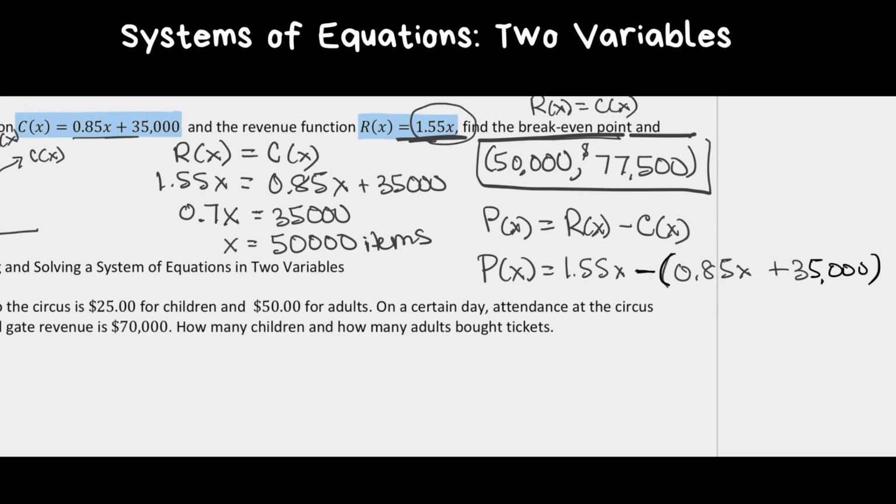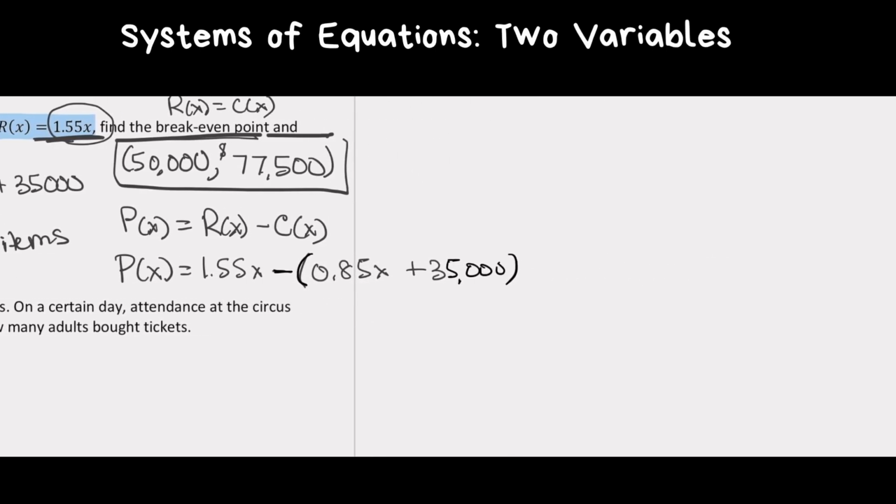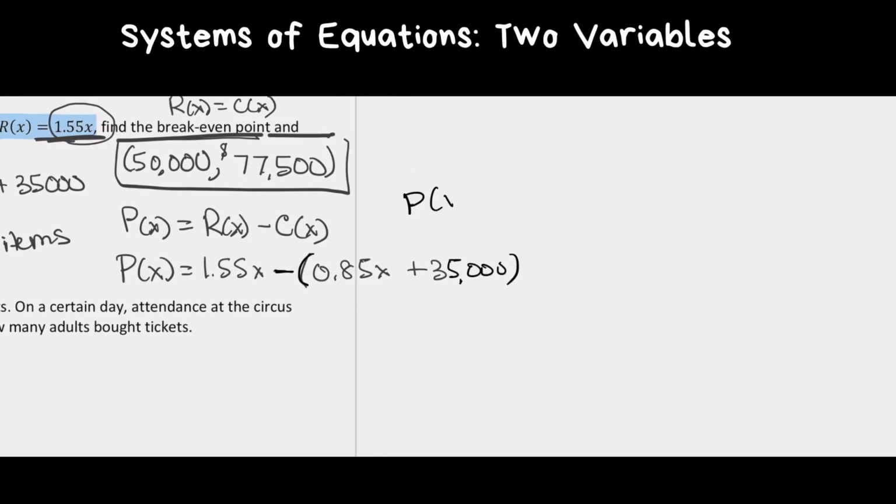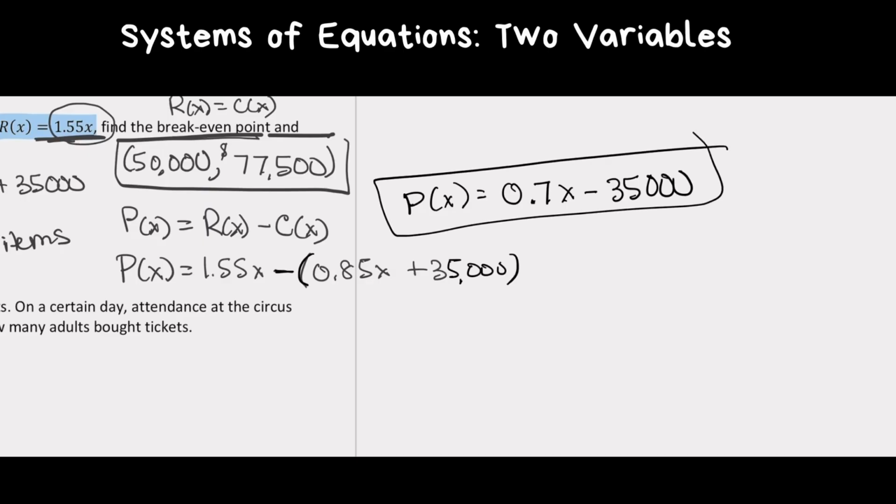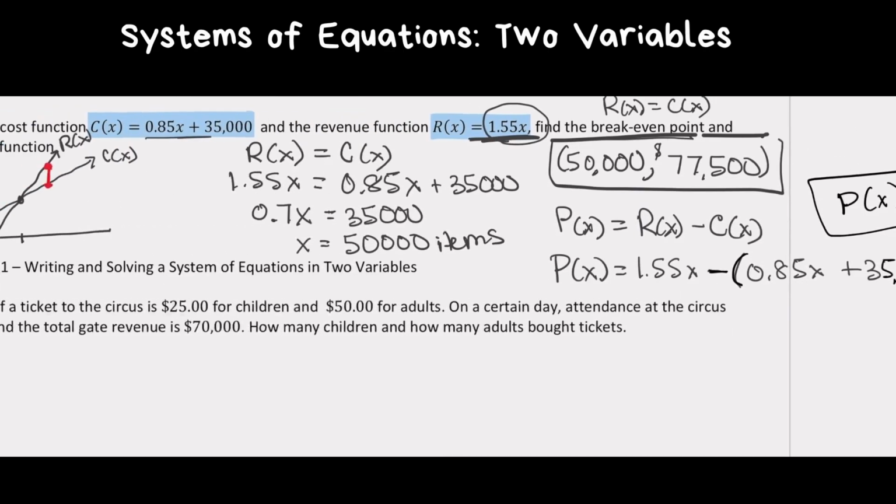Now, could I distribute the minus sign and clean it up? I sure can. Okay. And if I do that, I'm running out of room here. My profit is going to be 0.7x minus 35,000. There's my profit equation. Okay. All right, let's do this one more time.